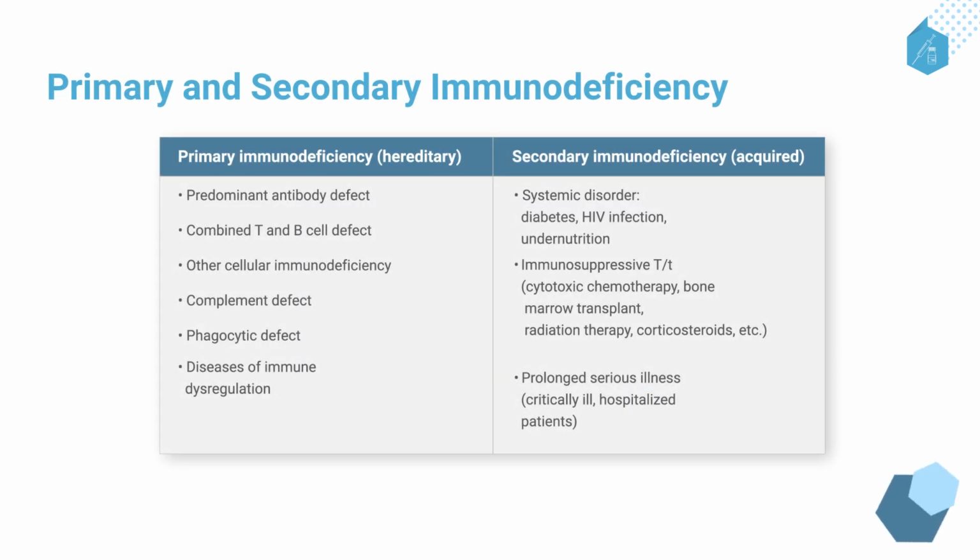Reasons of primary immunodeficiency include predominant antibody defect, combined T and B cell defect, other cellular immunodeficiency, phagocytic defect, diseases of immune dysregulation. Reasons of secondary immunodeficiency include systemic disorders such as HIV, immunosuppressive treatment such as chemotherapy, prolonged serious illnesses.